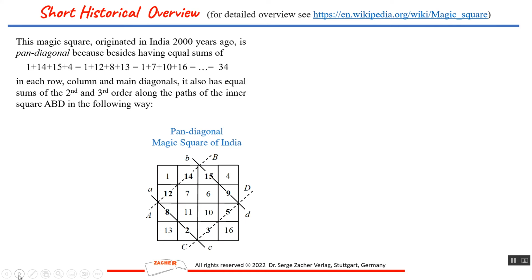This magic square, originated in India 2000 years ago, is pan-diagonal because besides having equal sums in each row, column and main diagonals, it also has equal sums of the second and third order, along the paths of the inner square ABD in the following way.